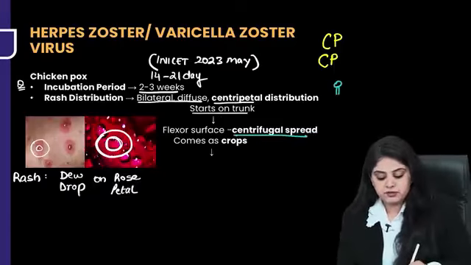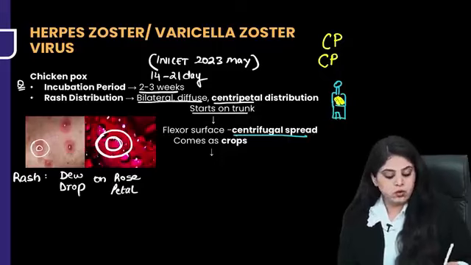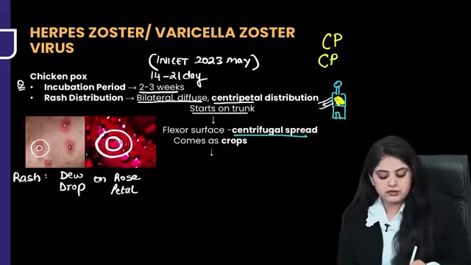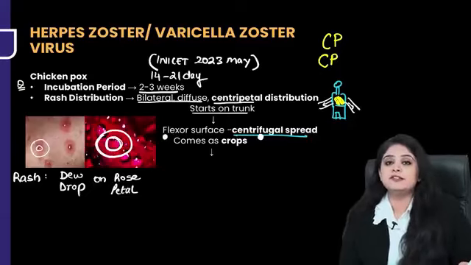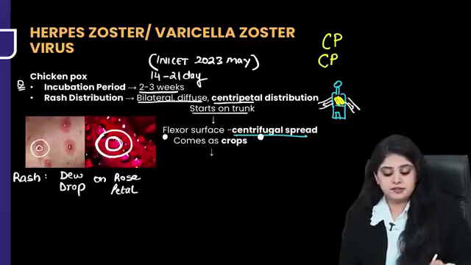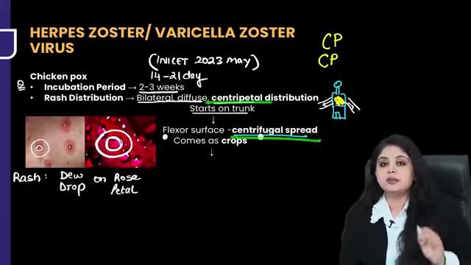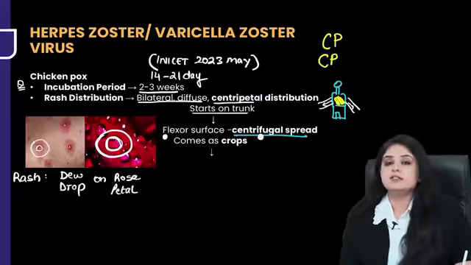So for example, if this is the body, it is first going to start on the trunk in this region, and then it's going to go out and it's going to spread in centrifugal direction, and centrifugal spread will occur on the flexor surfaces. So please note, they will always ask you where does it start and where does it spread. So remember, starting is CP mein CP, chickenpox is centripetal start.